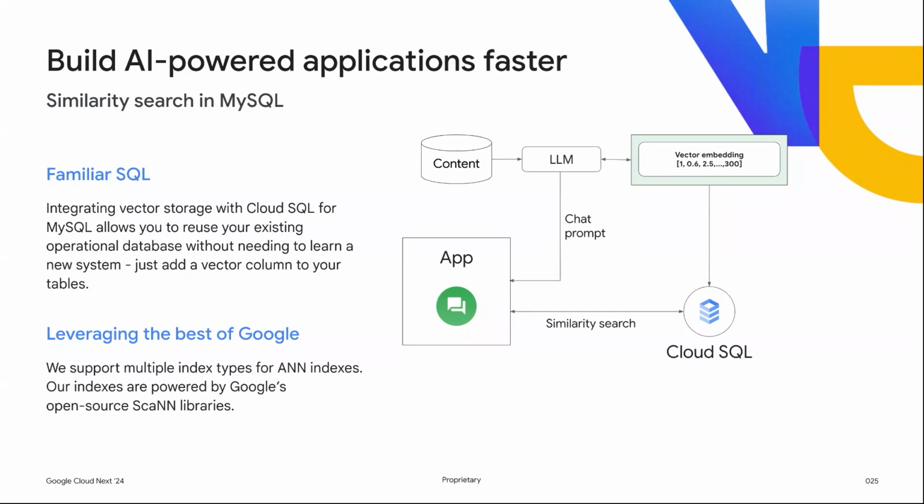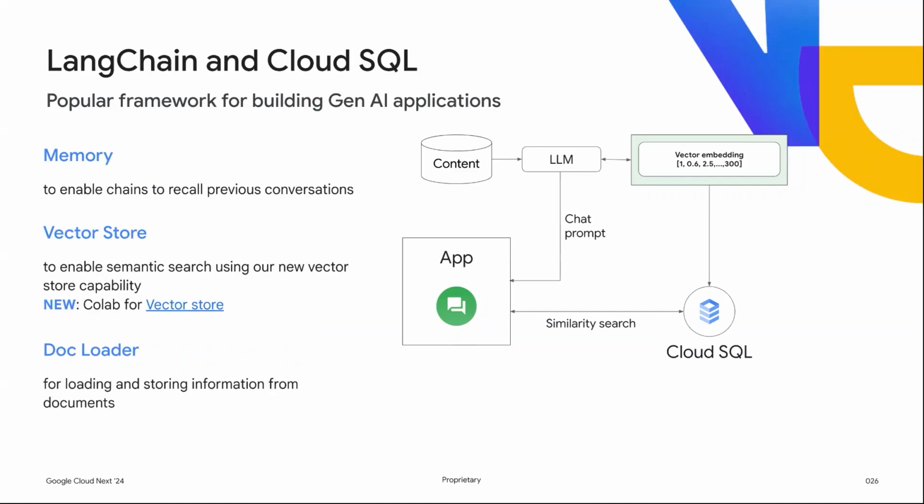It allows you to use the same operational database that you're already using to store vectors in place. And it leverages the best of Google. We're using Google's open source ScaNN libraries for these different types of ANN indexes that we support. We're also integrated with LangChain, which is something that a lot of our different database customers are using, which is a really popular framework for developing Gen AI applications. We are integrated in 3 different ways. We support memory, vector store. We now have a new Colab for using MySQL as a vector store, and doc loader for loading information from documents.